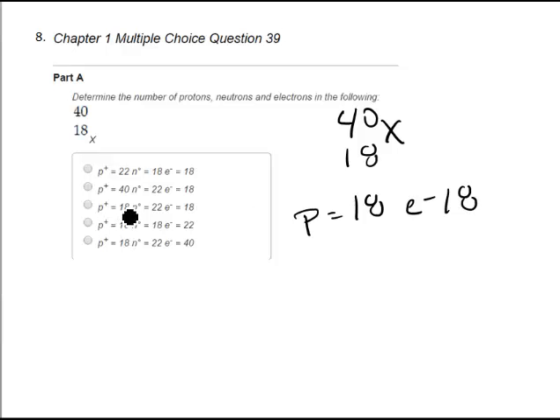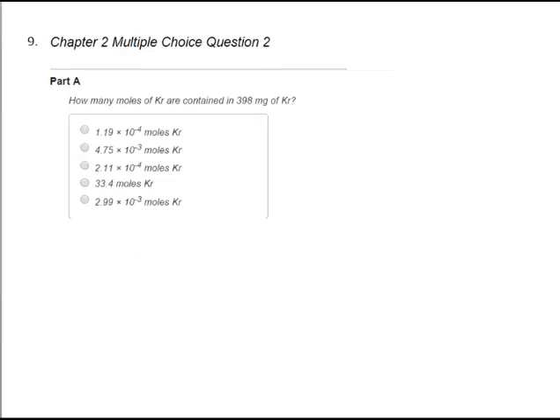So let's look at our answers. There we've got 18, 18, 18. One of those three can't be either of the top two. And then the electrons are 18, 22, and 40. Well, it has to have 18 electrons because it's neutral. So that means the only possibility is this choice here by process of elimination. So let's just double check to make sure there are indeed 22 neutrons. So if we add 22 to 18, we get 40, and indeed that's the mass number. So that's our answer for this one.